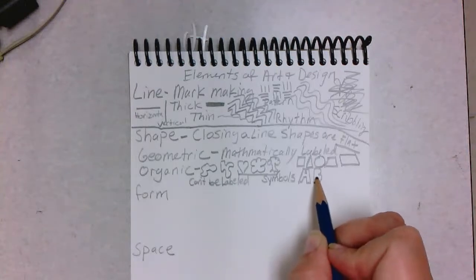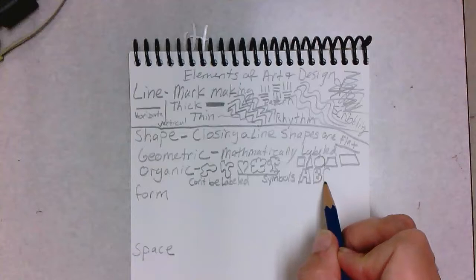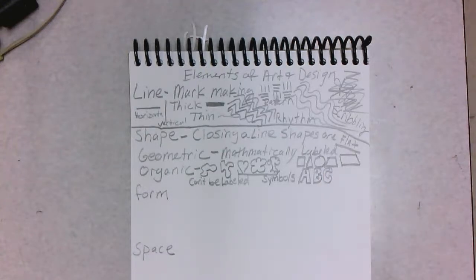Would it be a geometric shape or an organic shape? Are they shapes? Okay, well, they're shapes because the line connects, right? Okay, and it encloses space. It encloses some area. So that's debatable, just like some things in art.